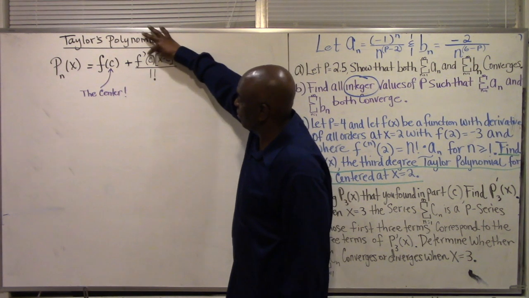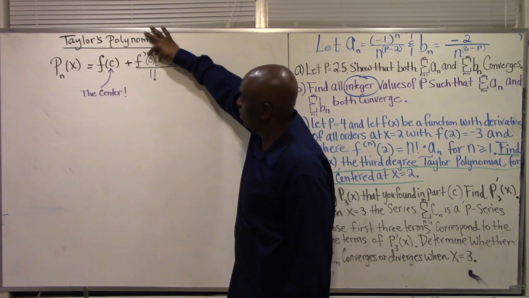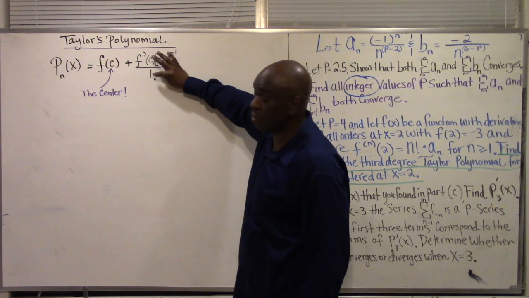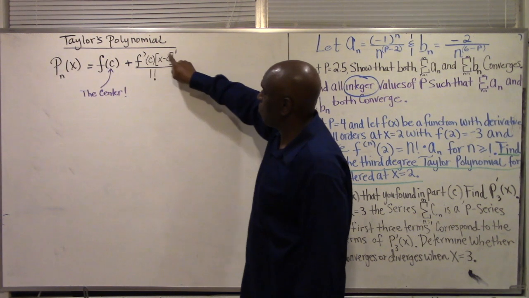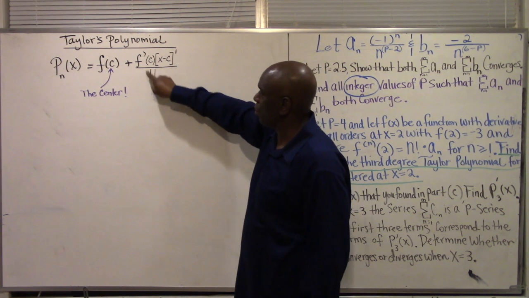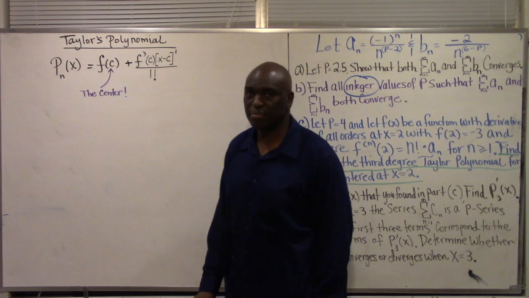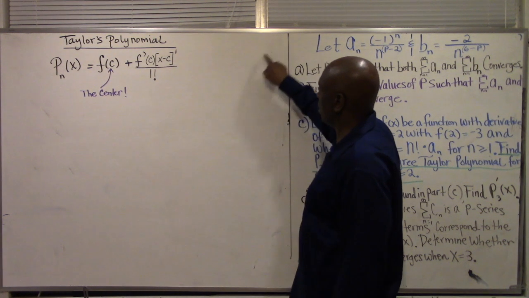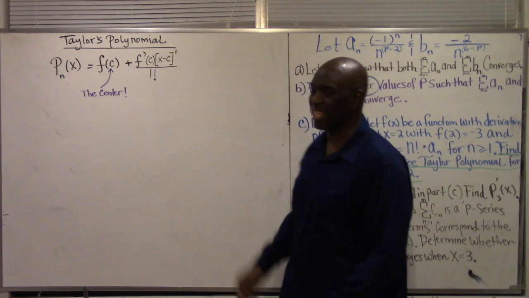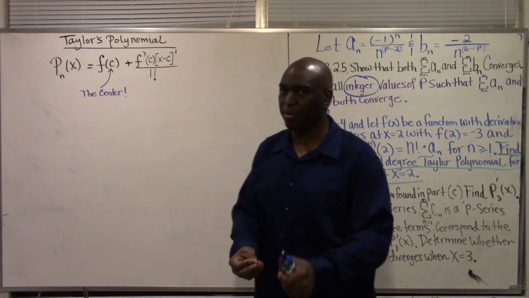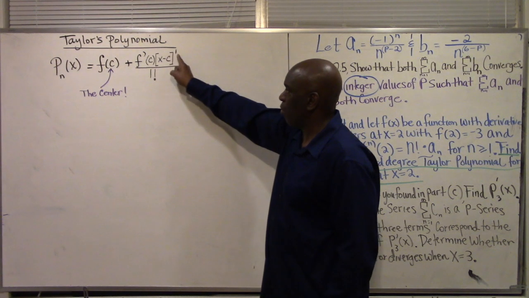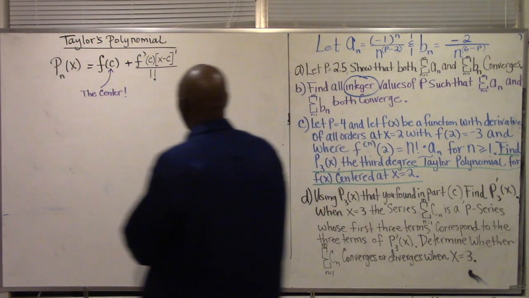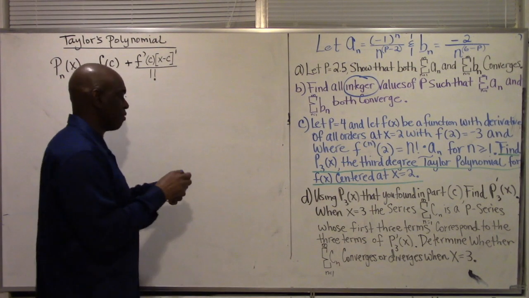Now, notice this. First derivative to the power of 1, 1 factorial. The next term is going to be 2, 2, 2, then 3, 3, 3, then 4, 4, 4. It's a pattern. First derivative, power 1, 1 factorial. Let's do another one. You have to see this pattern.